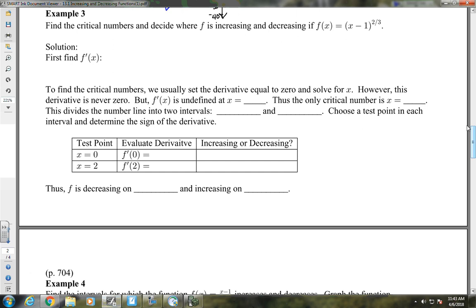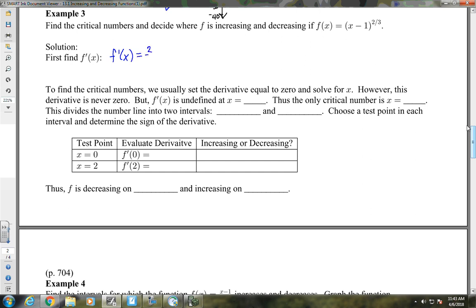Find the critical numbers and decide where f is increasing or decreasing if f of x is equal to x minus 1 to the 2/3. Now that first example was nice because we were dealing with a polynomial. Polynomials are pretty user-friendly. When you start getting rational exponents, things can get kind of tricky. But our process is the same. Let's find the first derivative.